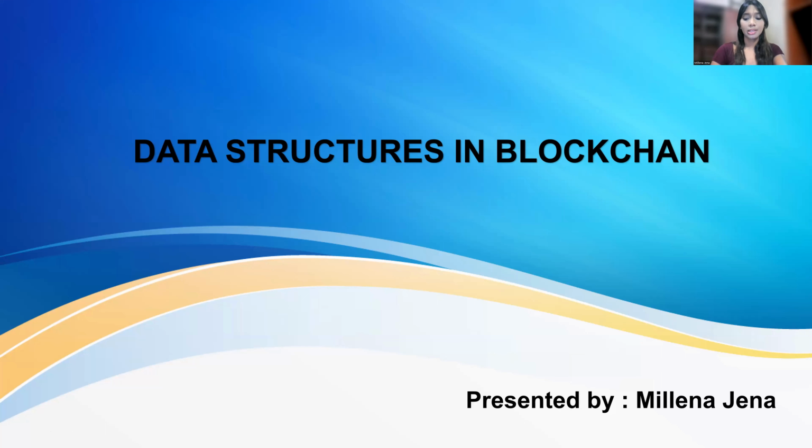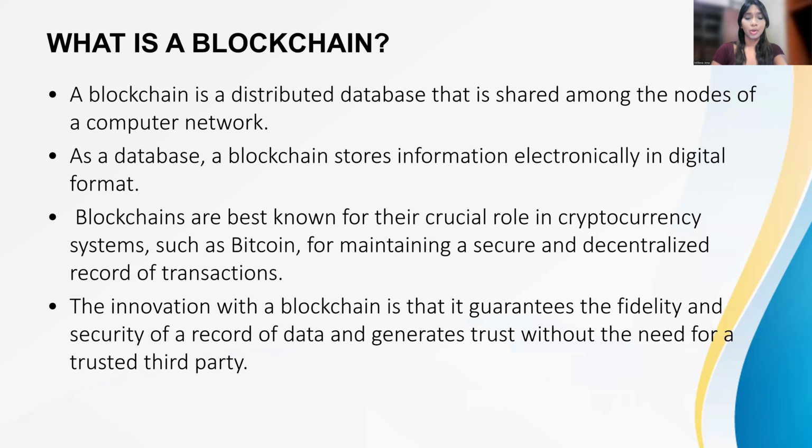Today, let us look at the data structures in blockchain. What is a blockchain? A blockchain is a distributed database that is shared among the nodes in a computer network. As a database, a blockchain stores information electronically in digital format. You can think of blockchain as a digital medical record. Every record is a block which has a label stating the date and time when the record was entered.